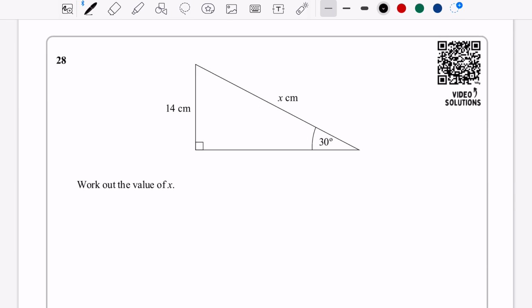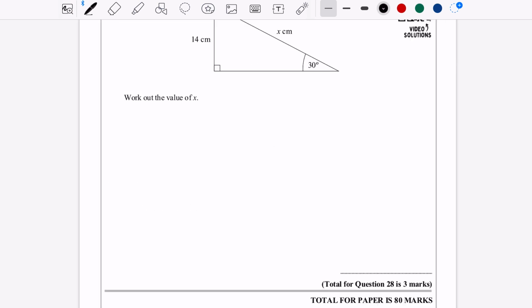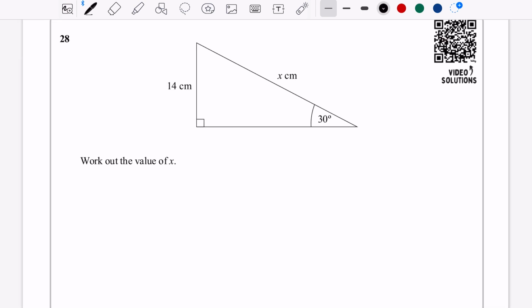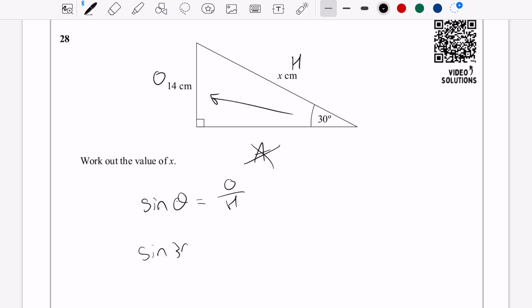Moving on. Okay, so hold on a minute, we have a trigonometry question in a non-calculator. That is absolutely horrible. I actually can't, but it's because it's sine 30, isn't it? Yeah, okay, fine. So we've got O, we've got H. We don't have A, so we don't need it. So the formula is going to be sine of the angle equals O over H. So it's going to be sine 30 equals 14 over x.